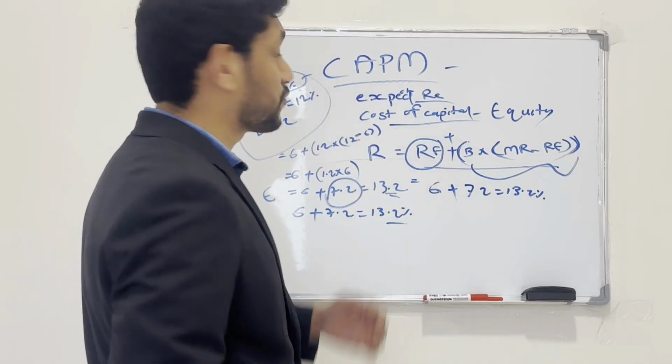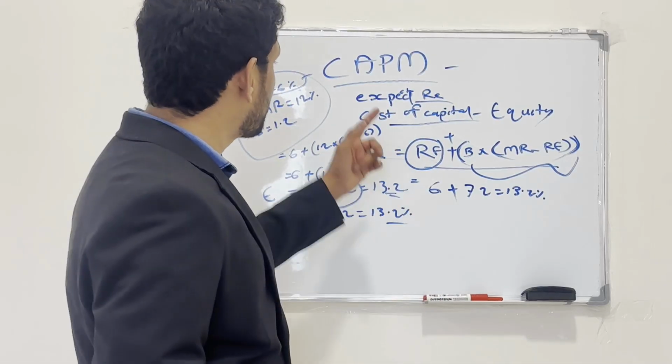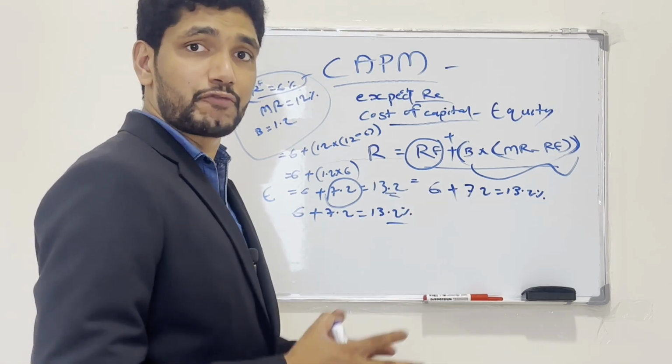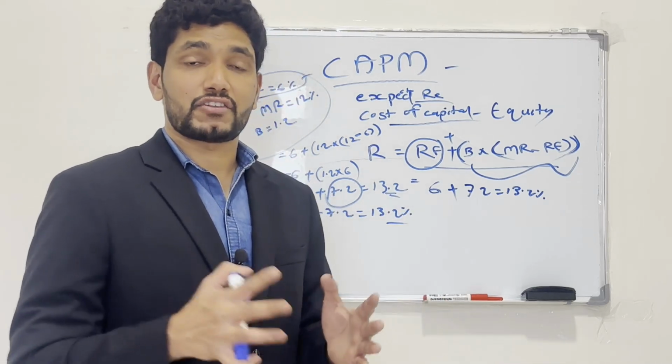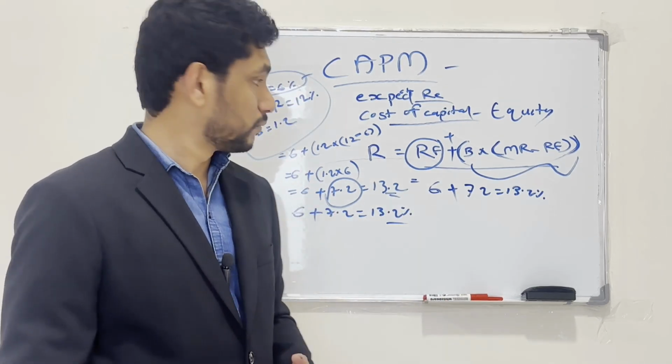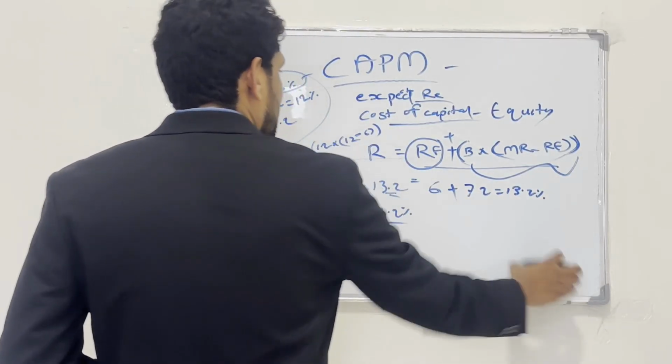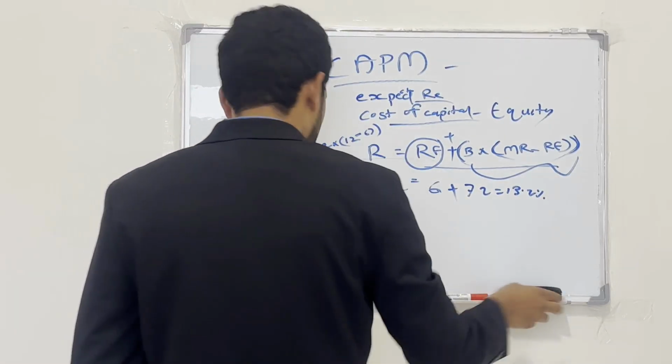It is used to evaluate the expected return from an investment, or to measure the cost of capital if you are using the capital asset pricing model from a business point of view. Here, one term we mentioned is beta. So what is beta actually?